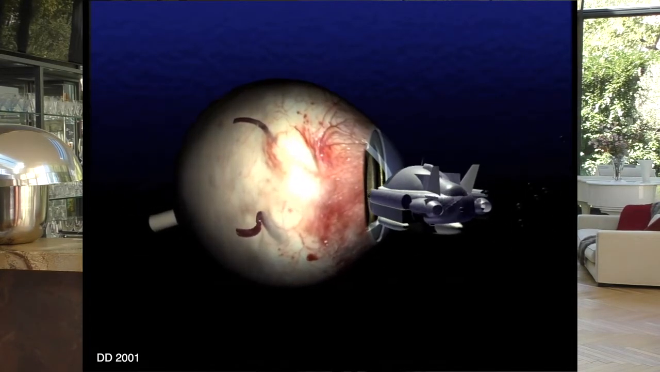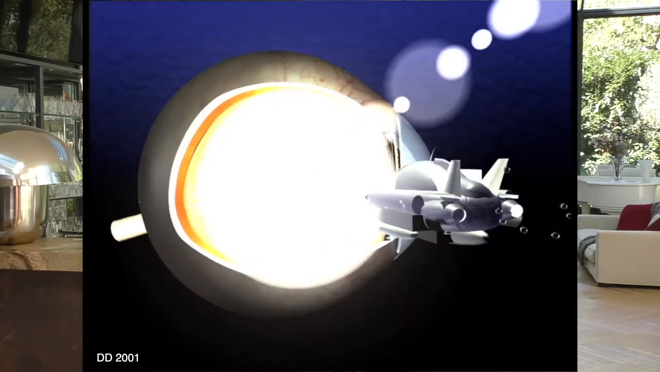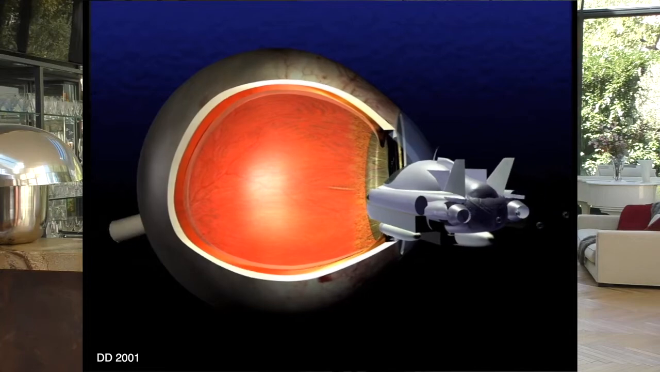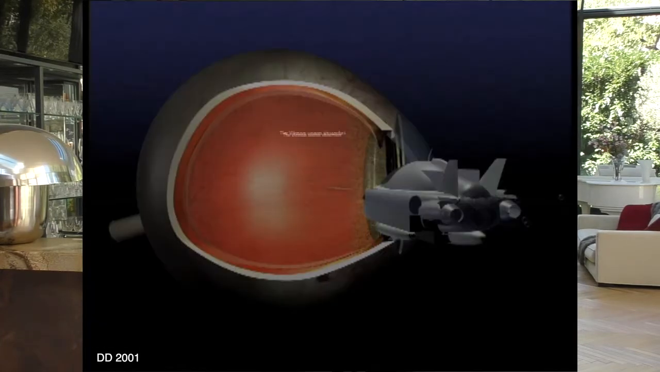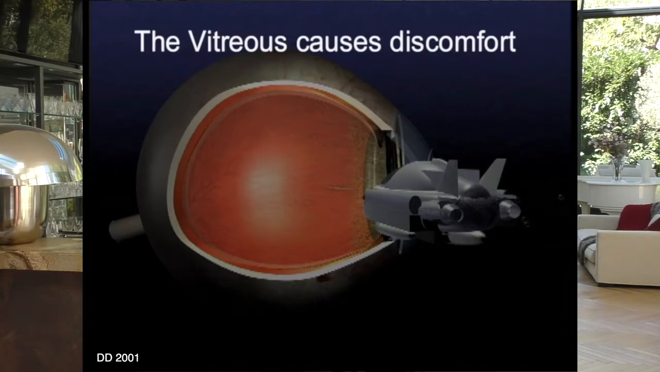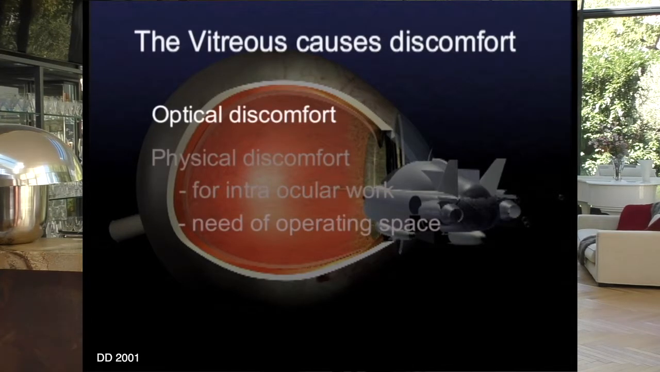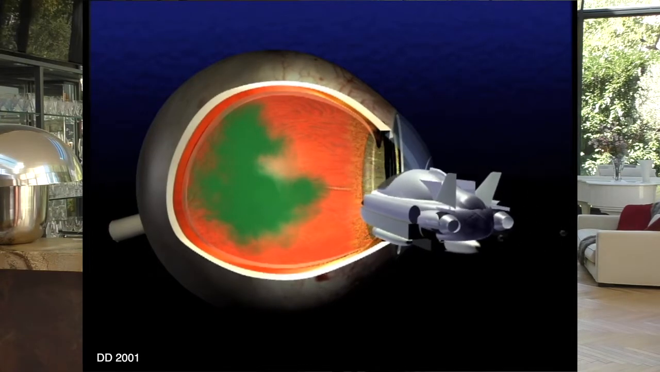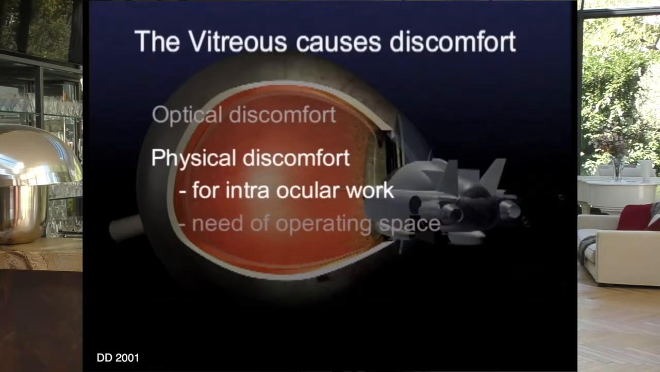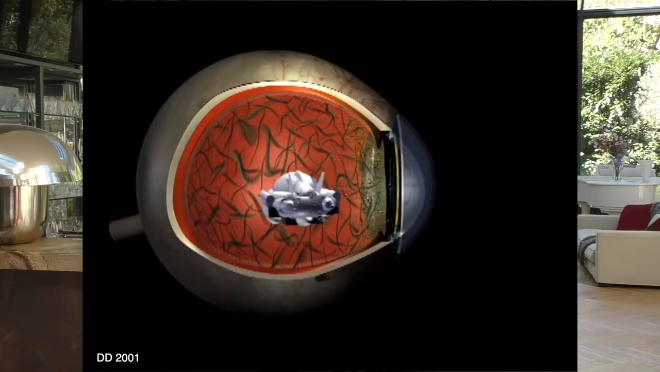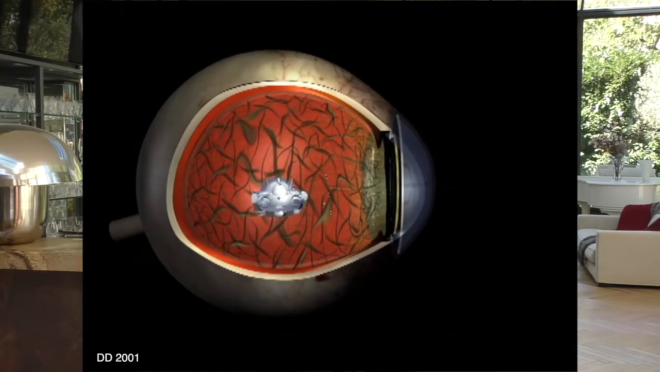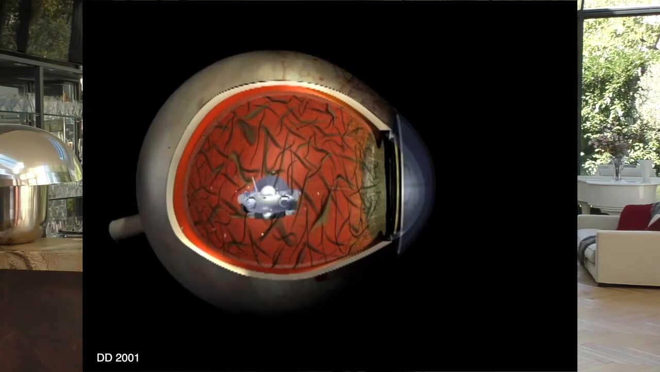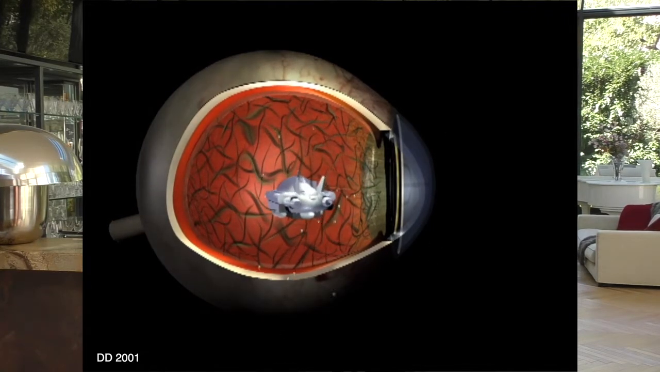In brief, there are two main reasons to remove all or part of the vitreous. First, the vitreous causes discomfort. This can be optical discomfort, vitreous hemorrhage, very dense vitreous turbidity for the patient or for their examination and treatment of the retinal disease. Or there can be physical discomfort. The vitreous will complicate, prevent, or make dangerous intraocular work, such as the removal of IOL or dislocated lens, retinal dissection, retinotomy, retinopexy, etc.